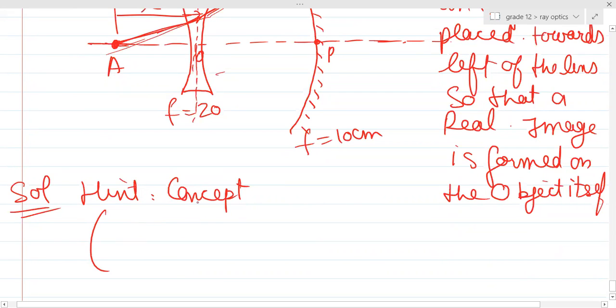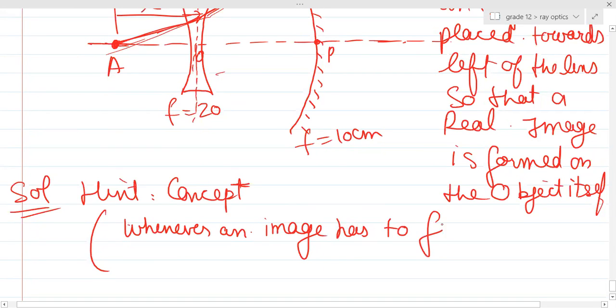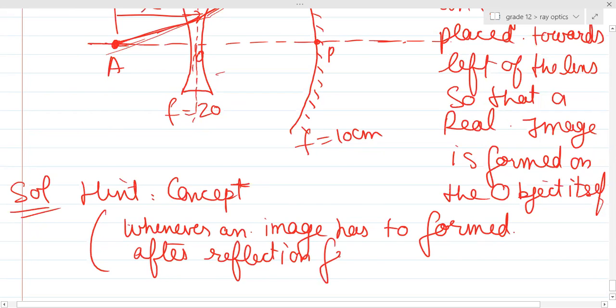sorry. So the concept over here is that whenever an image has to be formed after reflection from a mirror. So whenever, guys, you can see this particular system, this system has a lens and a mirror. That does not matter, right? What matters is basically there should be the presence of a mirror.